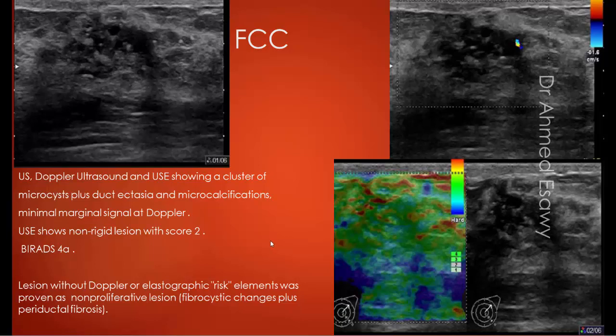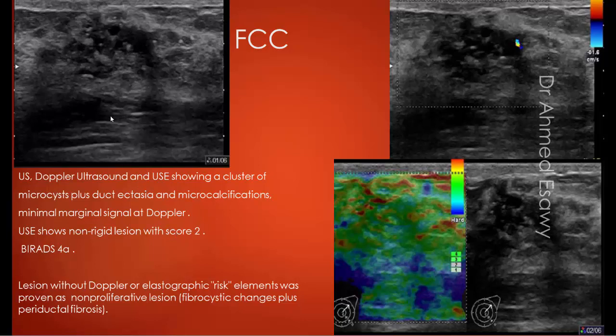Fibrocystic change, ultrasound and elastography. Ultrasound shows cluster of microcyst plus duct ectasia and microcalcification. Minimal marginal signal at Doppler. Ultrasound shows non-rigid lesion, score 2. This is classified at all as BI-RADS 4A. Lesions without Doppler or radiographic risk element present are proven as non-proliferative lesion.